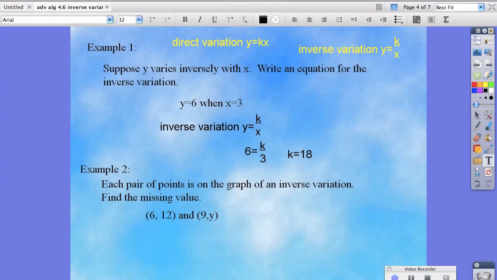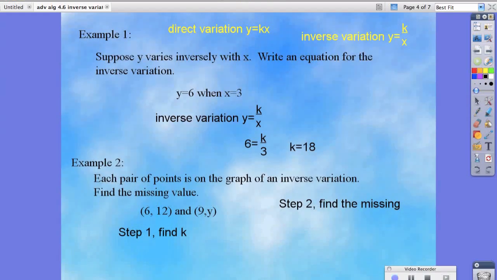Number 2 works the same way as inverse variation, where we have step 1, find k. Step 2, find the missing y. If that's the case, and we know it's inverse variation, then we can use the same formula we mentioned above. Notice how we're constantly reusing the formulas based on what they tell us.